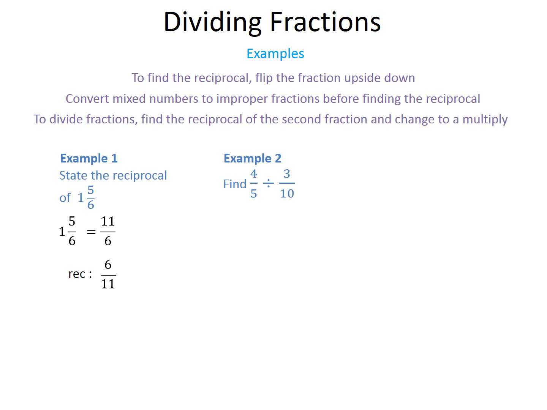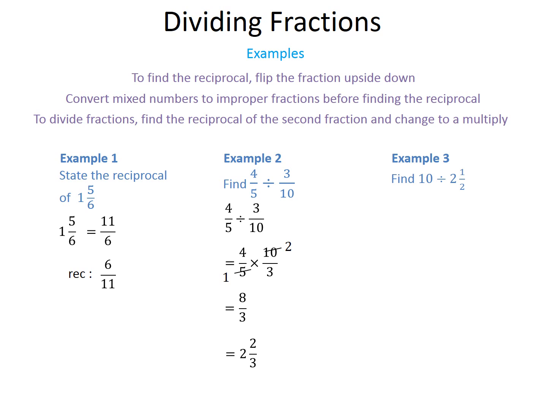In the second one, we're going to actually do some dividing. So let's start by writing down the question exactly as it is. And then underneath that, I can flip this upside down and change that to a times. And now I'm just doing a normal times question. I've noticed that 5 goes into 5 and 10. So let's do simplifying. 5 goes into 5 once, and it goes into 10 twice. And so now 4 times 2 is 8, 1 times 3 is 3. I end up with 8 over 3. And let's just pop that back into a mixed number to have our final answer.